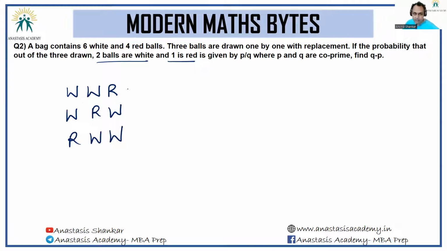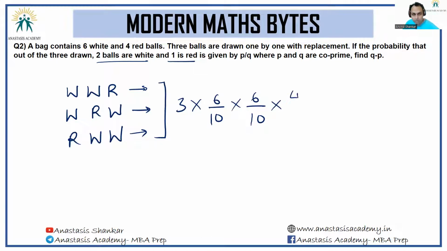Probability wise, the measure of this case and this case and this case would be same, because anyway we are replacing. So I can cumulatively write it as 3 into 6 by 10 into 6 by 10 into 4 by 10. Okay. So if I cancel and cancel, I get 3 and 3. This would turn to 5, this would turn to 5, this will again turn to 5, this will turn to 2. So 3 into 3 into 3 is 27. 27 into 2 is 54. And 5 into 5 into 5 will be 125.